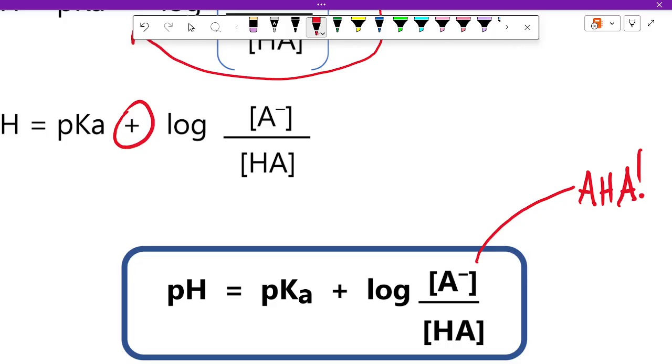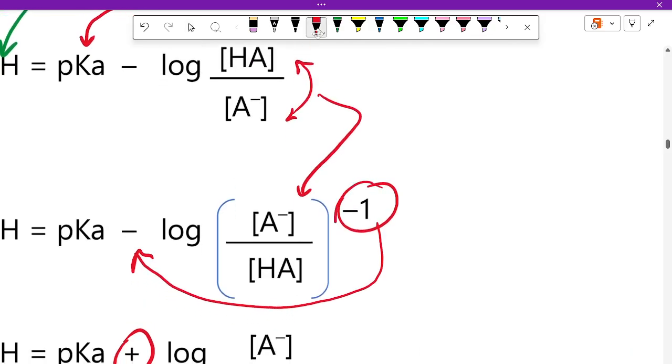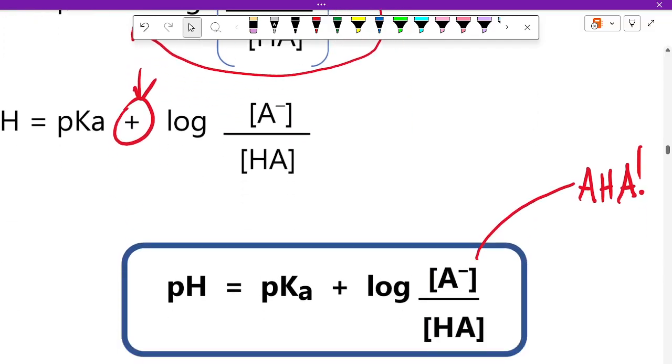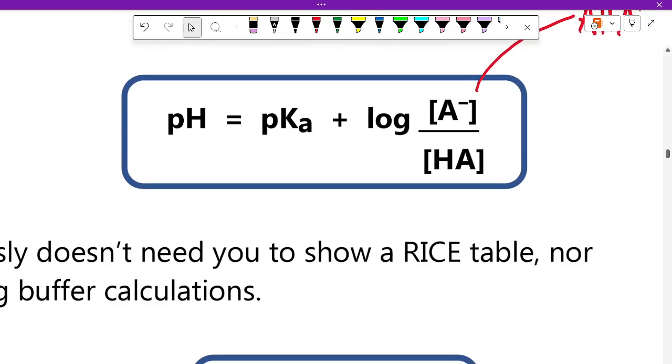Why do you flip HA and A? So that you can get this negative 1 here, so that then this can become positive. Because adding is less inconvenient than subtracting, and that's the way the formula is written. You don't have to. You could leave it like this, but that's not how anyone ever writes the Henderson-Hasselbalch equation. It's always pH equals pKa plus the log of aha.